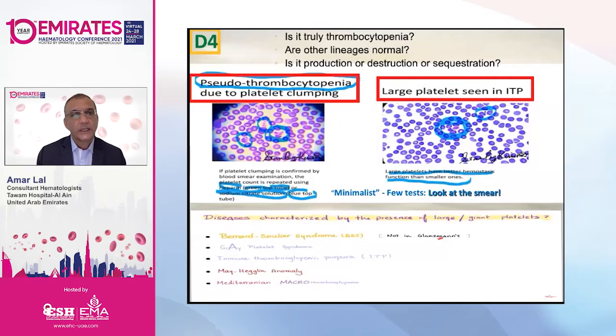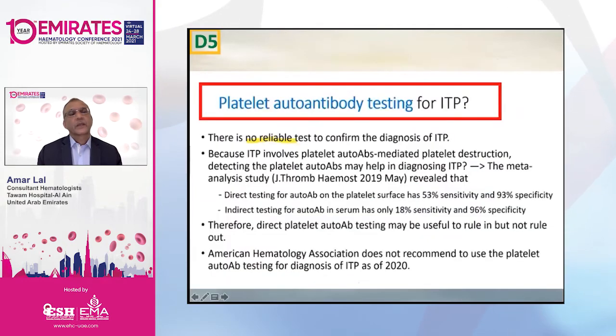D4, diagnostic key. The peripheral film is actually the diagnostic key, which can confirm it is really thrombocytopenia. If it's really thrombocytopenia, you have to collect the blood sample in a heparinized syringe. Then you may see large platelets, which are seen in ITP, and can be seen in other diseases as well, such as Bernard-Soulier syndrome, but the most common is ITP.